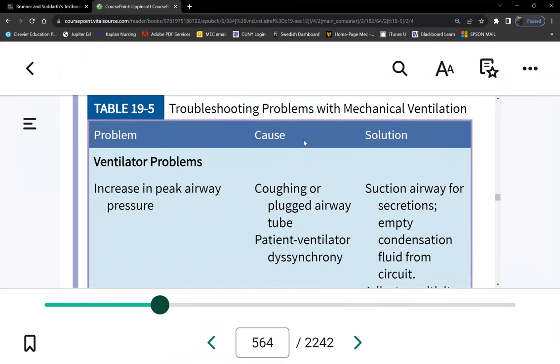Okay, let's start here. What will trigger a high pressure alarm? It's usually an obstruction between the patient and the vent.